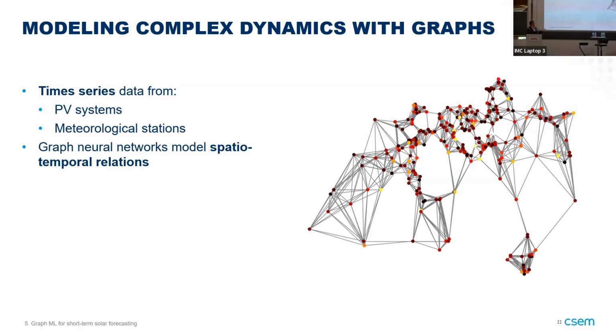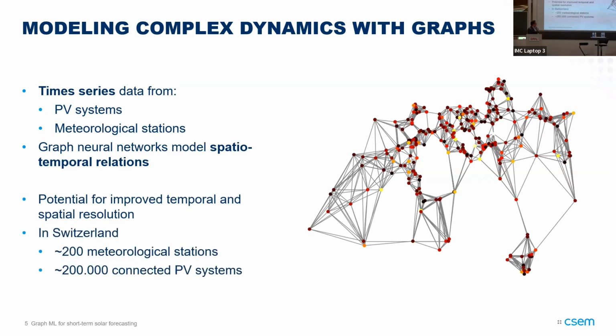And that's where graph neural networks come in, which we can use to model the spatio-temporal relationships of this time series data. Now, I was saying that there is a limited resolution with satellite images. Even if the satellite images can be of high resolution, running the numerical weather models can come at a high computational cost. Now, with this approach, we can improve both the temporal and the spatial resolution of the forecast.